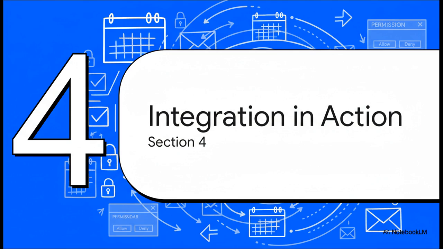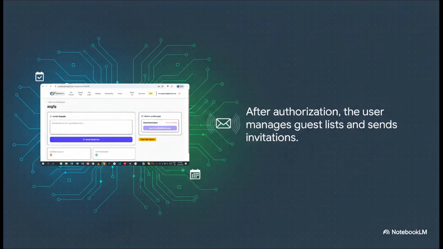Okay, so the user has reviewed those scopes, they understand what's happening, and they've clicked Continue. Now that permissions are granted, let's see exactly how this integration actually helps an event organizer get their work done. Once they've authorized, the user gets sent right back into the app. And from this screen, they can paste in their guest list, they can see all their attendees, and when they're all set, they can send out those invitations with just a single click.